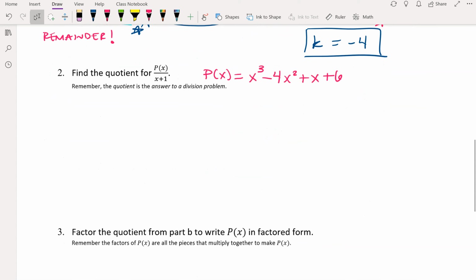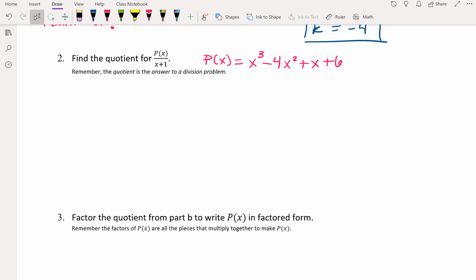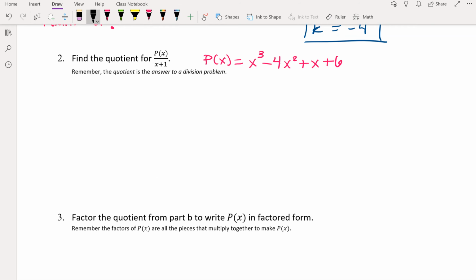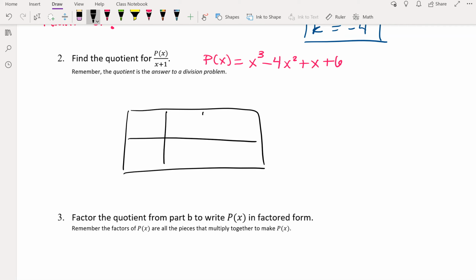Here's our second example. Find the quotient for p of x over x plus 1. Remember, the quotient is the answer to a division problem. So if you're still struggling with division, make sure you pay attention. I'm going to go through this quickly because we have done a lot of division already. All right, so the quotient, we're dividing. I need to draw a box. So I'm going to draw my box. And on the side of my box goes the factor on the bottom, x plus 1, what we're dividing by. Inside my box goes the numerator, p of x. P of x is right here. So I'm going to put x cubed.